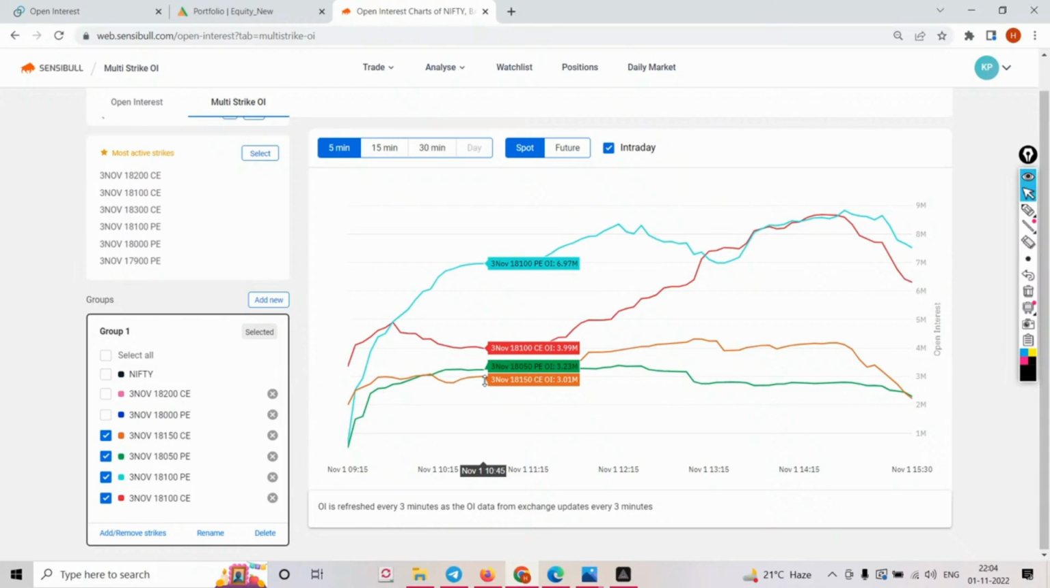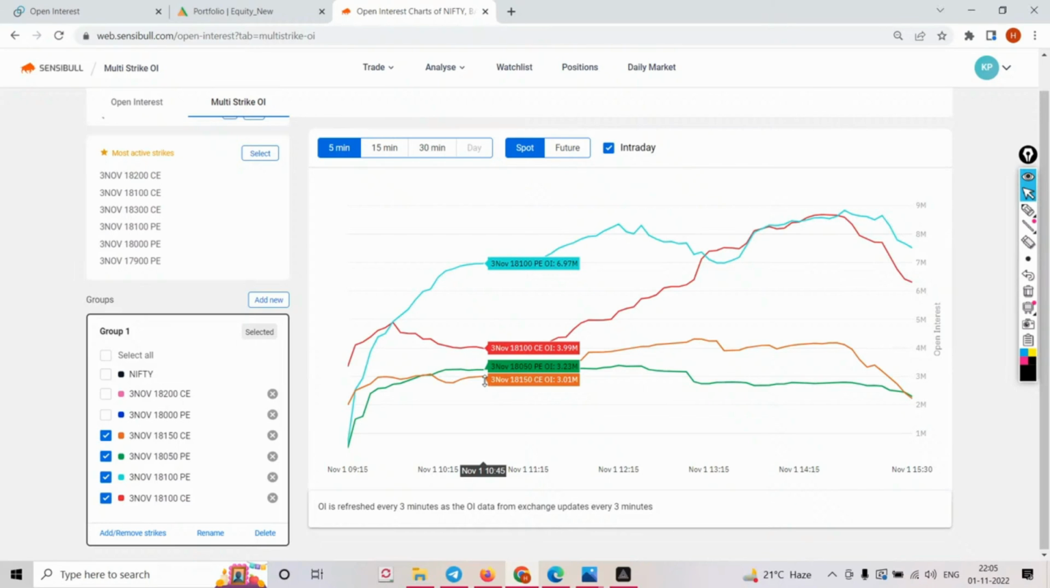Let's say you have taken an iron fly. You can put all your legs here. What is an iron fly? Basically a straddle plus your hedge position. You can select your positions and use the multi-strike OI analysis, and do the analysis based on 10 minutes, 20 minutes. As a positional trader it is not required to be aggressive, but someone doing intraday straddle or strangle can just do it. This will give you an indication rather than me going to the option chain. The option chain will not give you that realistic picture. We have seen the option chain with all the graphs, but this multi-strike OI will give you more.